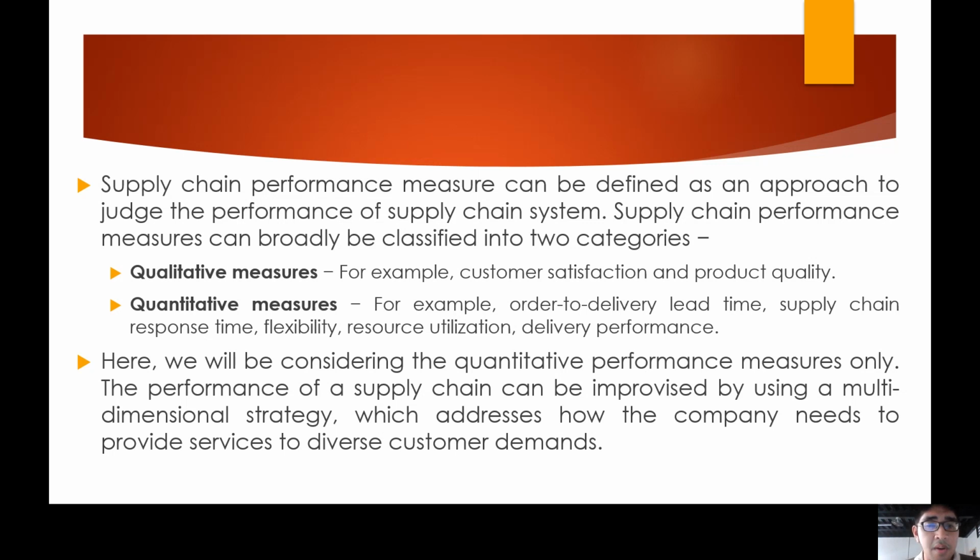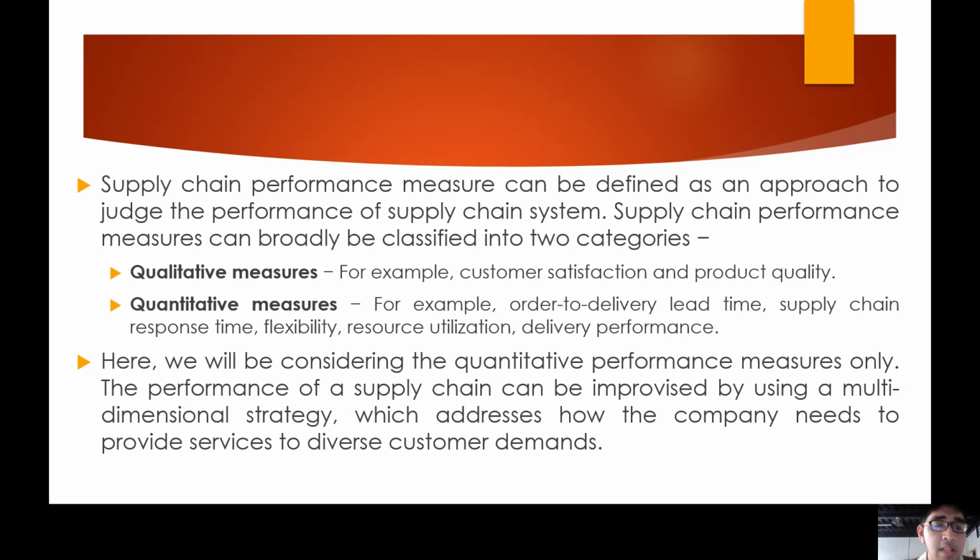Supply chain performance measure can be defined as an approach to judge the performance of a supply chain system. Supply chain performance measures can broadly be classified into two categories: the qualitative measures and the quantitative measures. Examples of qualitative measures are customer satisfaction and product quality. Qualitative characteristics are those that are not numerical. They are more of descriptions, characteristics, and features, but they are not measured based on numbers.